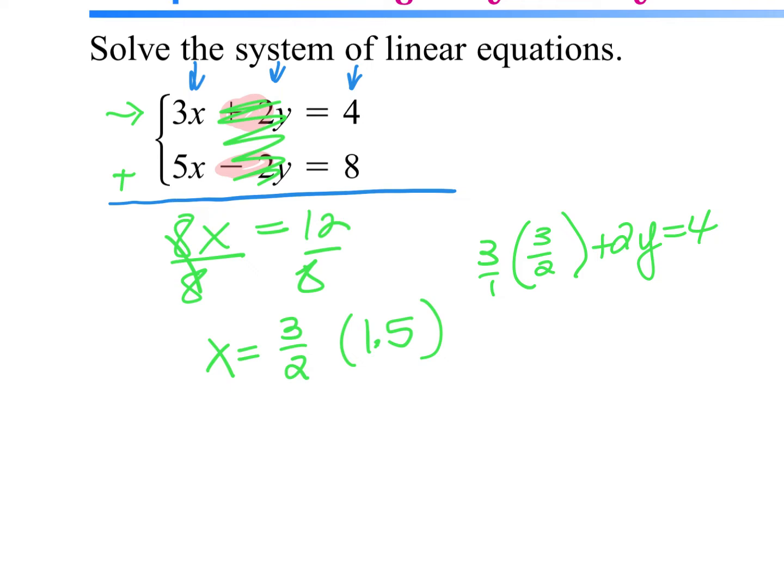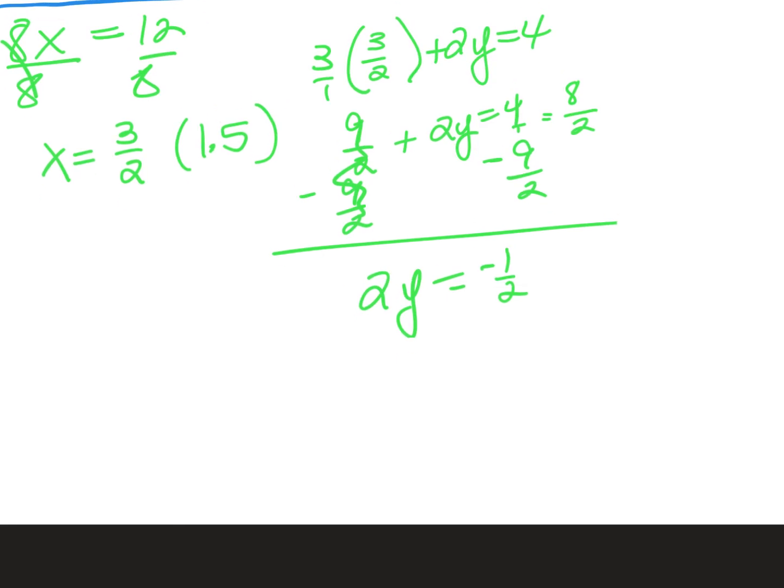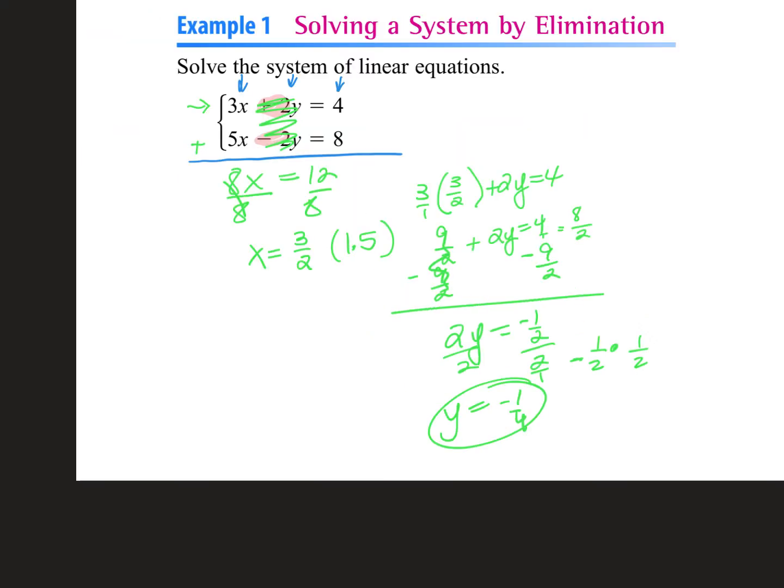So this is 3 over 1 times 3 over 2. It gives me 9 over 2 plus 2y equals 4. So I'm going to subtract 9 over 2 from both sides. Yes, we have a fraction, but no big deal. 2y equals, if I change 4 over 1 to something over 2, that's going to give me 8 over 2. So 8 over 2 minus 9 over 2 gives me negative 1/2. Now I divide both sides by 2, so y equals, I'm going to keep negative 1/2, change, and 2 over 1 is going to flip to 1 over 2, so this is negative 1/4.